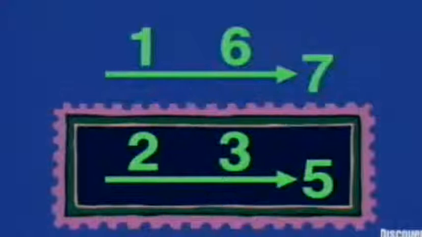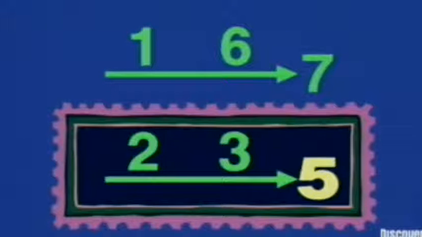In this family, what is the big number? The big number is 5. What are the small numbers? The small numbers are 2 and 3. Remember, the big number is always at the end of the arrow.